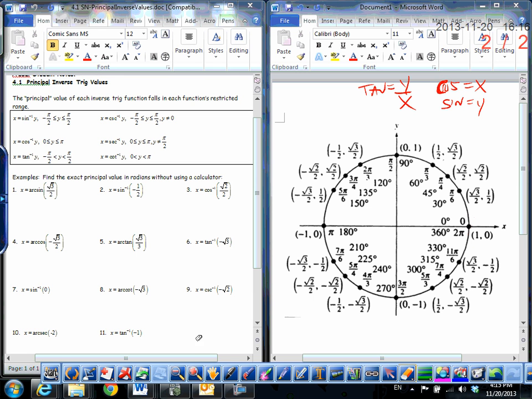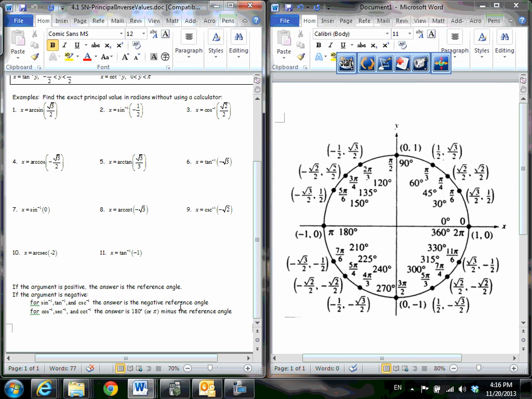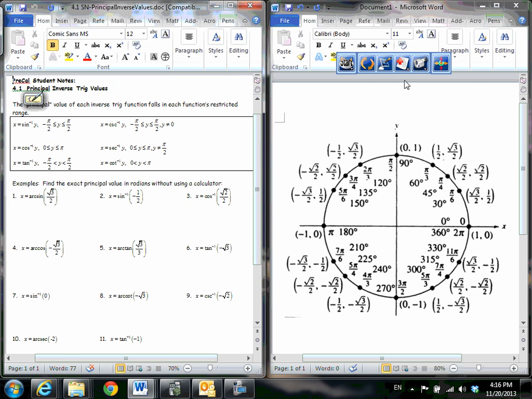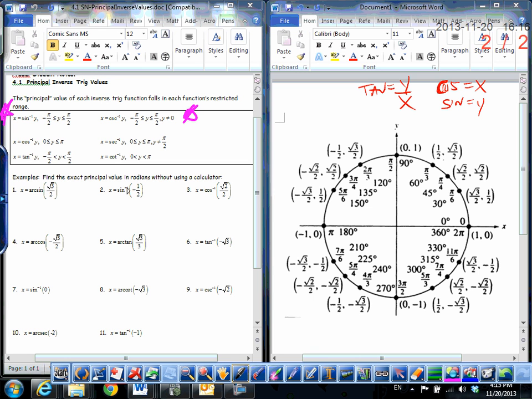With principal trig values, we have some rules that we have to keep in the back of our mind. So this chart up here is important, and the stuff down here is also very important to take a look at as we're doing this. The first thing for number 1 is arc sine and sine to the -1 power. Those are the same thing. It's the inverse trig, just the way we write it.